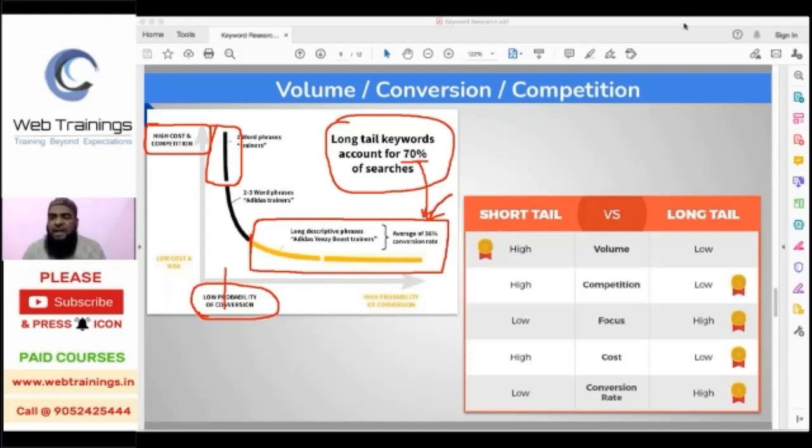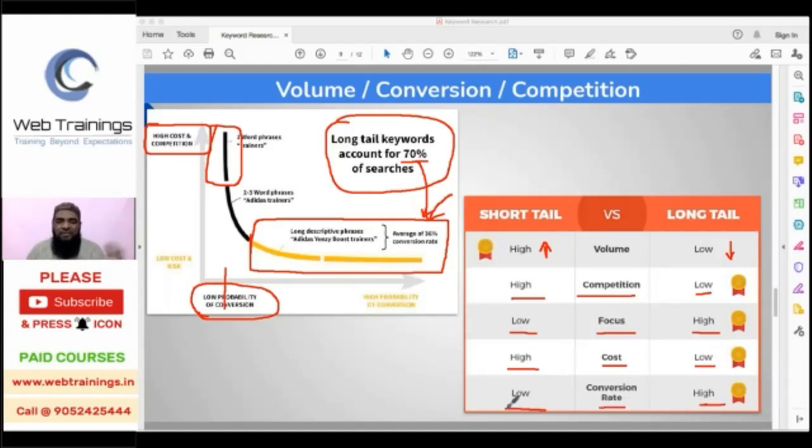There is one graph for you, and the same graph in tabular format here. So very simple. See, long tail keywords, volume is very low. That's one problem. But the volume of short tail is very high. After that, notice competition is low here, but very high there. Focus, in the sense you're targeting a specific topic. Yes, in long tail we are talking about a specific point, so it is very low here. Cost, if you want to spend money and work on this concept, is extremely low. And here the cost is very high for short tail, and conversion rate is very high for long tail and very low for short tail.